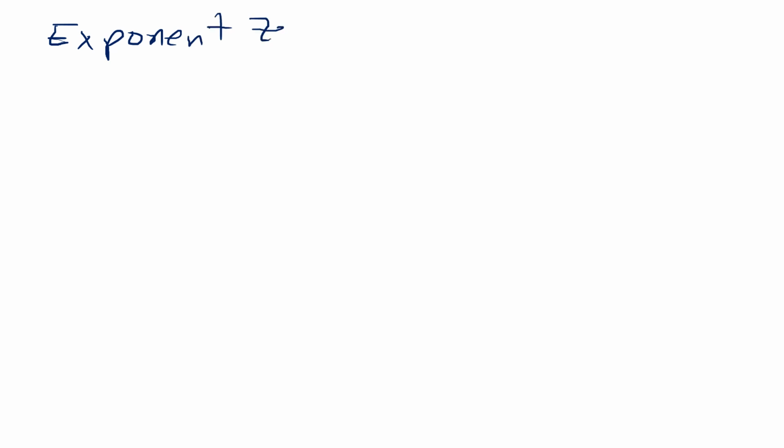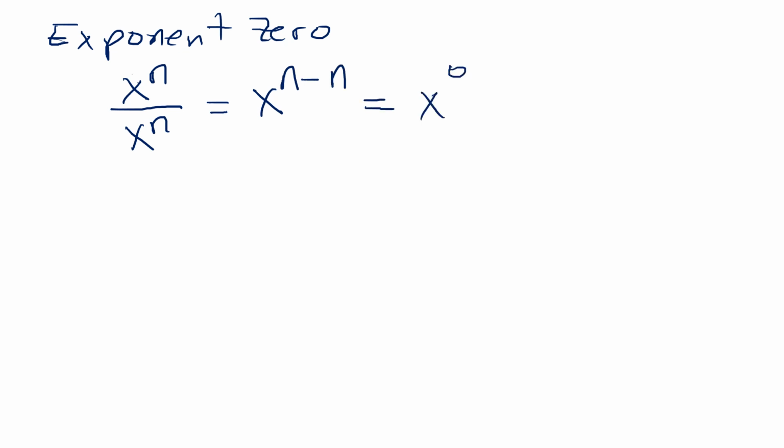Exponent zero. If you have, let's say, let's use the quotient as an example, x power n over x power n, which, as in the other video, means x power 0, right? And this will be equal to 1. Of course, there is a condition that x is not 0.